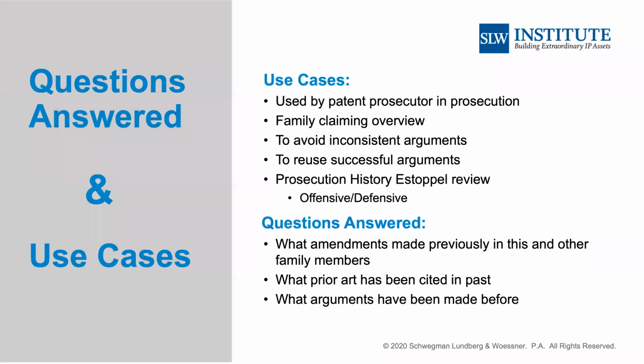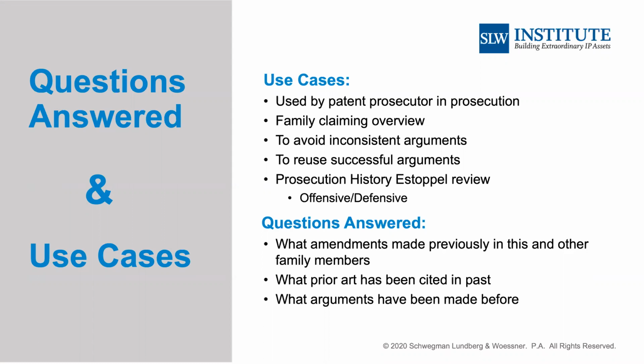And basically it contains all this information that we gather as we prosecute, and then we can pull it out of there and give it to the prosecutors or other people that want to use it for different purposes. So it's used by patent prosecutors in prosecution. It gives you family claiming overview.